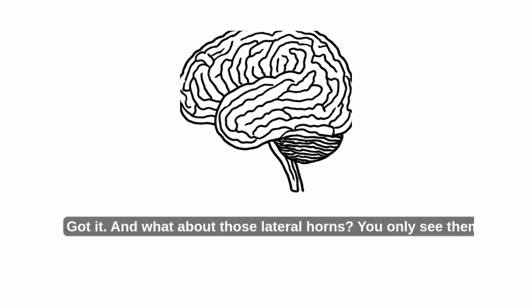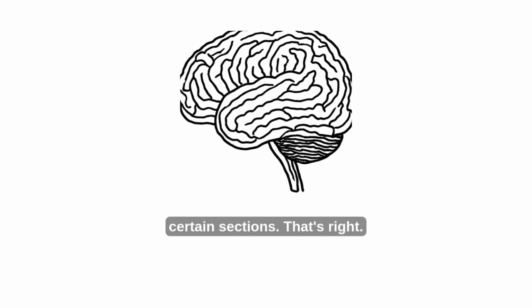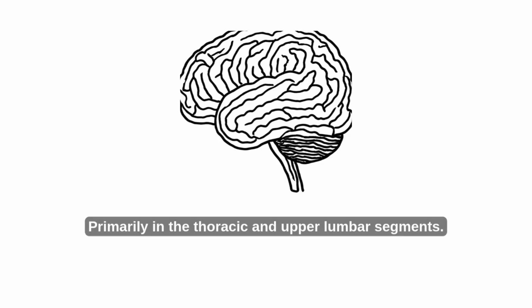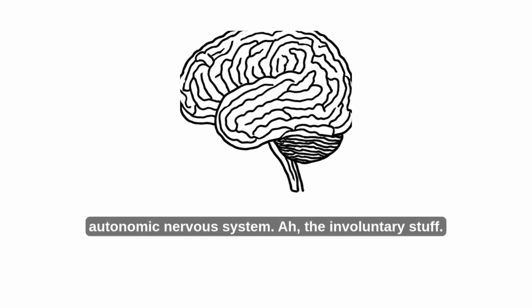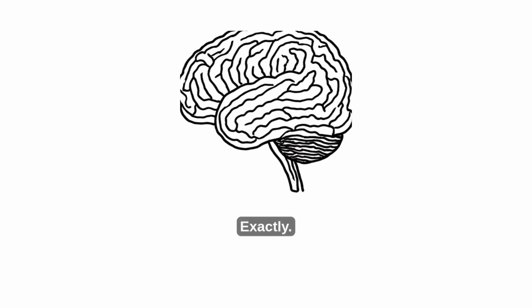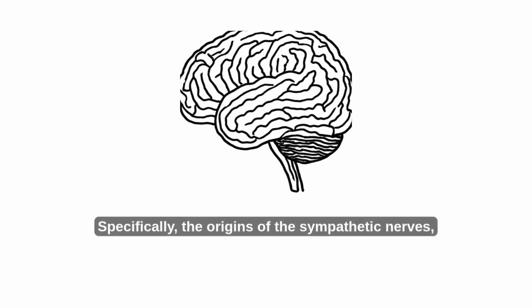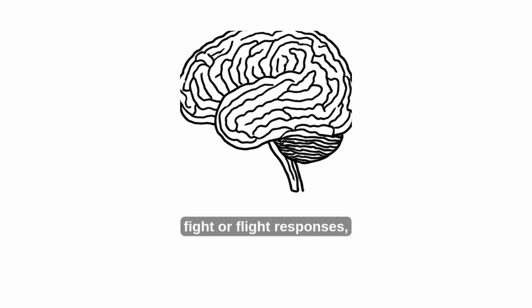Got it. And what about those lateral horns? You only see them in certain sections. That's right, primarily in the thoracic and upper lumbar segments. These lateral horns are command centers for the autonomic nervous system. Ah, the involuntary stuff. Exactly. Specifically, the origins of the sympathetic nerves, fight or flight responses, regulating organs, that sort of thing.